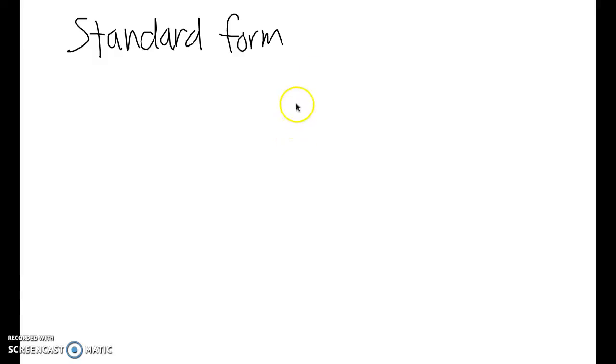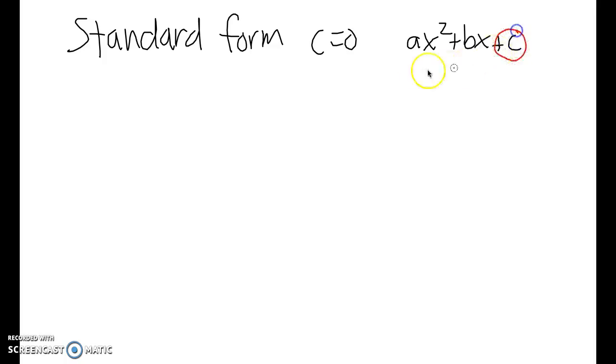So in this video, we're going to look at solving quadratic equations in standard form when the c value is equal to 0. So once again, standard form, ax squared plus bx plus c, but in this case, c is going to be equal to 0. So this whole expression is going to go away. And then we're just left with expressions that have an x in it, one that has an x squared and one that just has x to the first power.